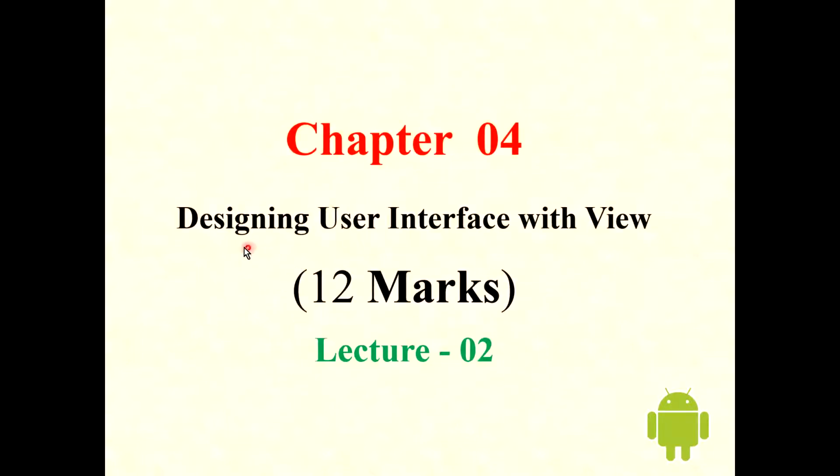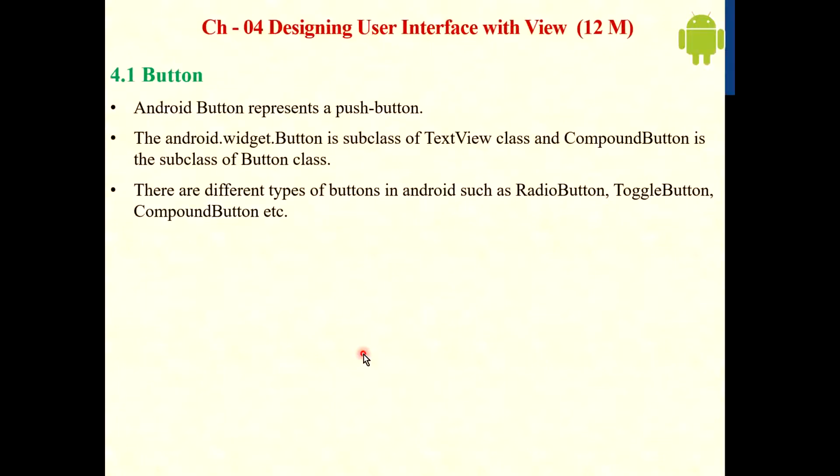Today is our second lecture of the chapter, designing user interface with View. Okay, so let's see the learning outcome of today's video. First we see the button, then next we see image button, then toggle button, and at last radio button. So these are the learning outcomes of today's video. So let's start with button.